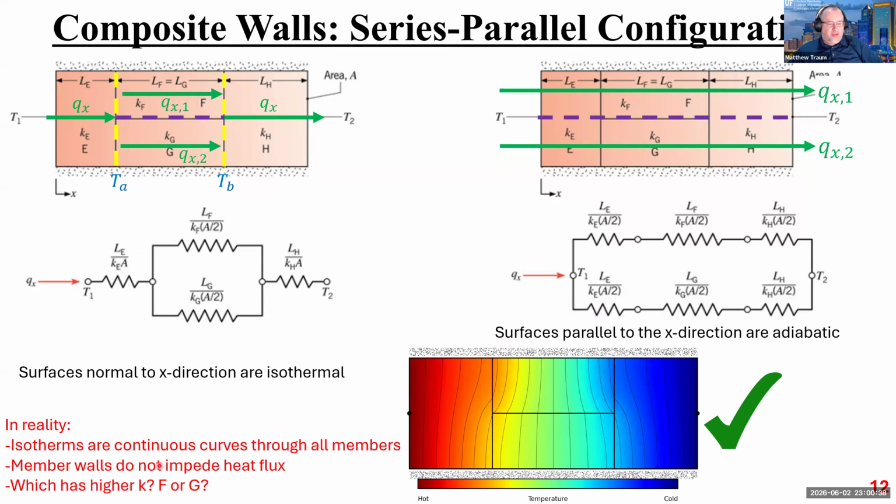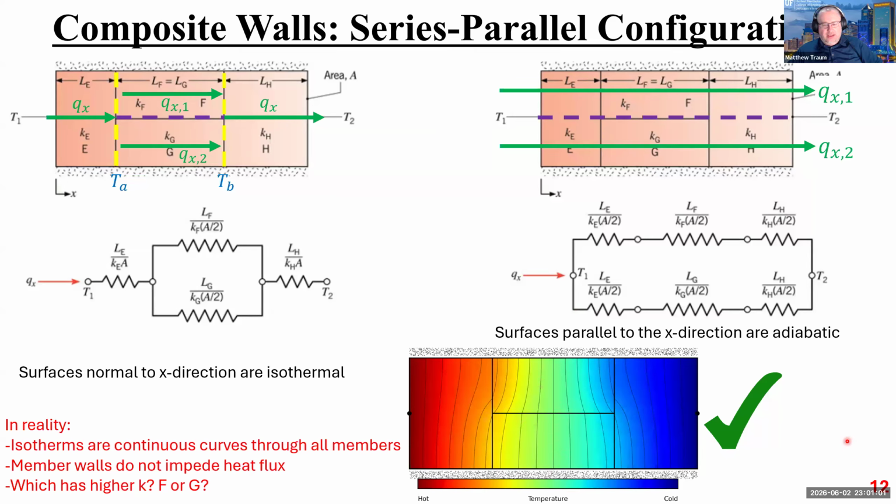Also, member walls do not impede heat flux, right? So you can see here, there's a very uniform temperature gradient between this top member and this bottom member, and that's because we're allowing heat to travel through this surface, whereas up here, it was not allowed to travel through here, and it was not allowed to travel through here, right? It's not true in this case. So the heat can actually go through.